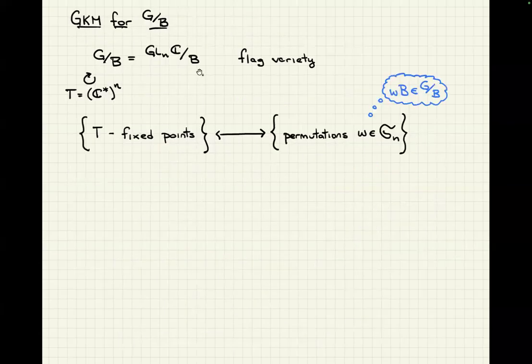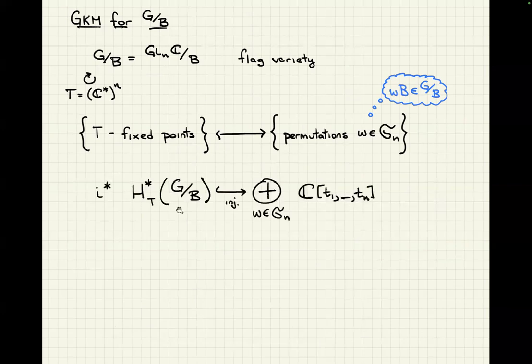So what does this look like for the classical flag variety? Well, my T fixed points correspond to permutations in S_n, where a permutation w is really the flag wB, this permutation flag. And we have a corresponding map, right, on equivariant cohomology, this injection from our equivariant cohomology ring to a direct sum over permutations w in S_n of a copy of the polynomial ring for each permutation.